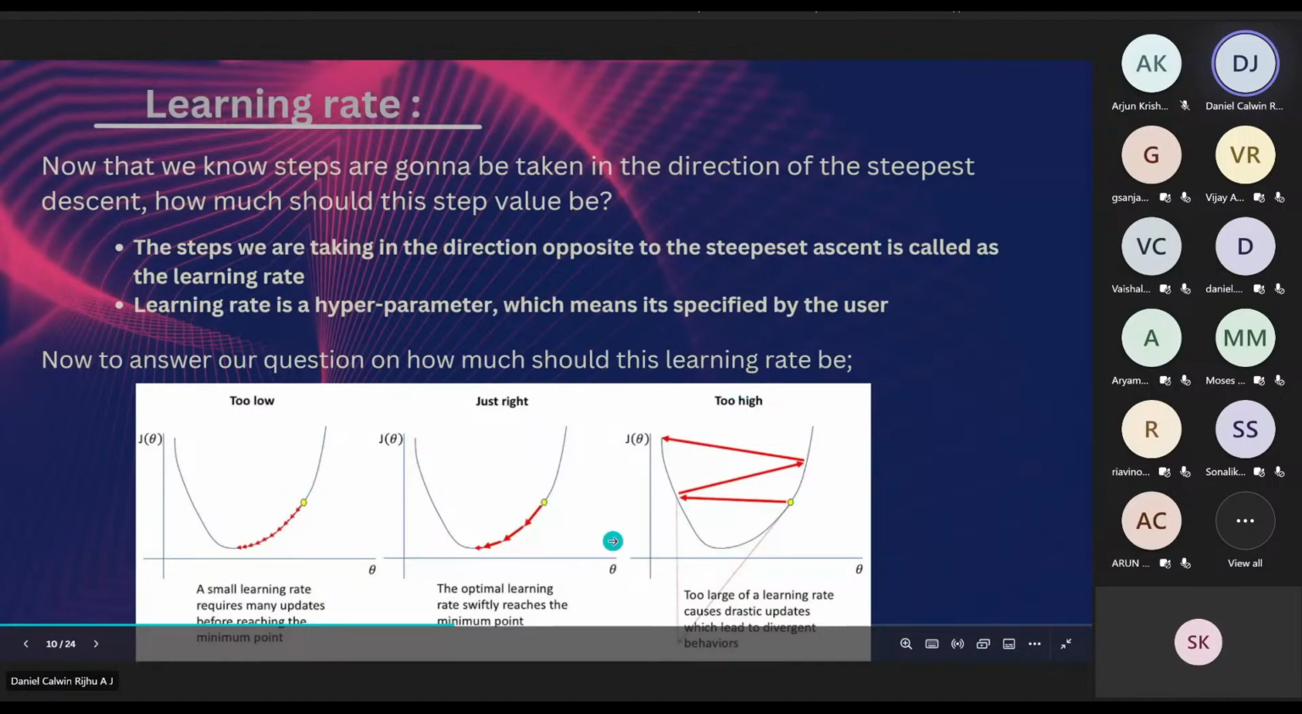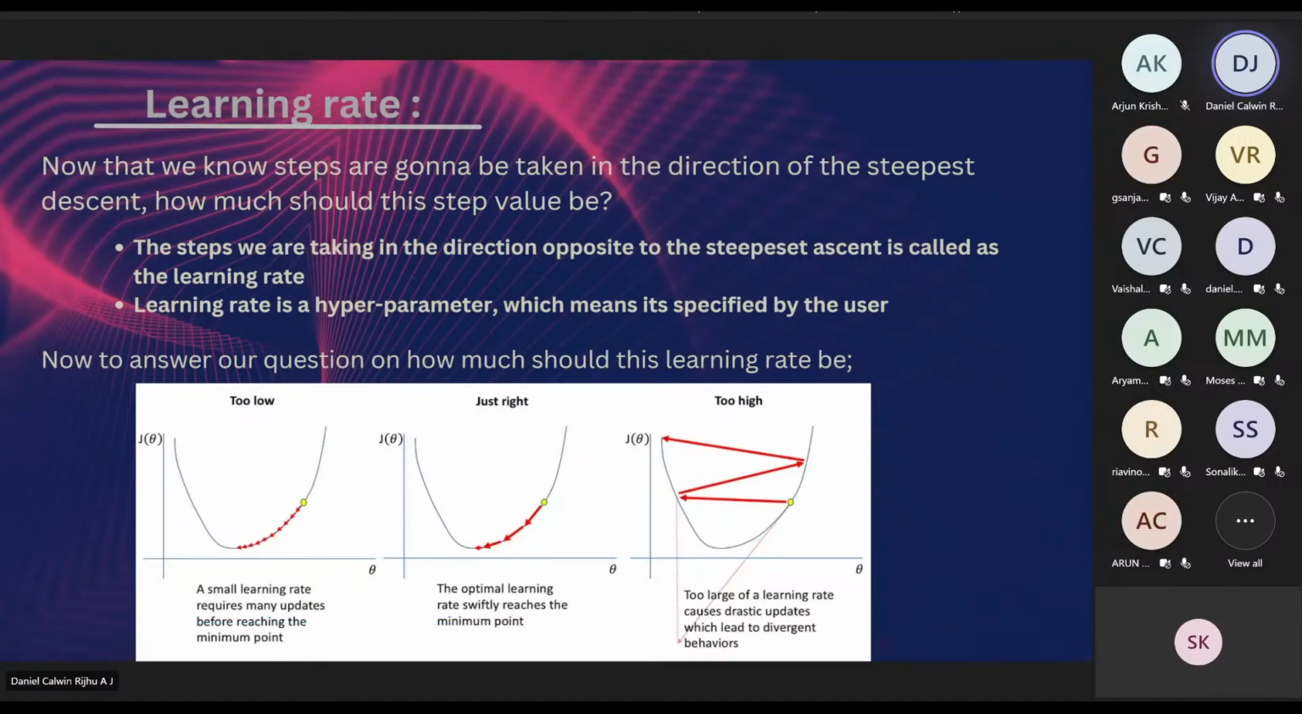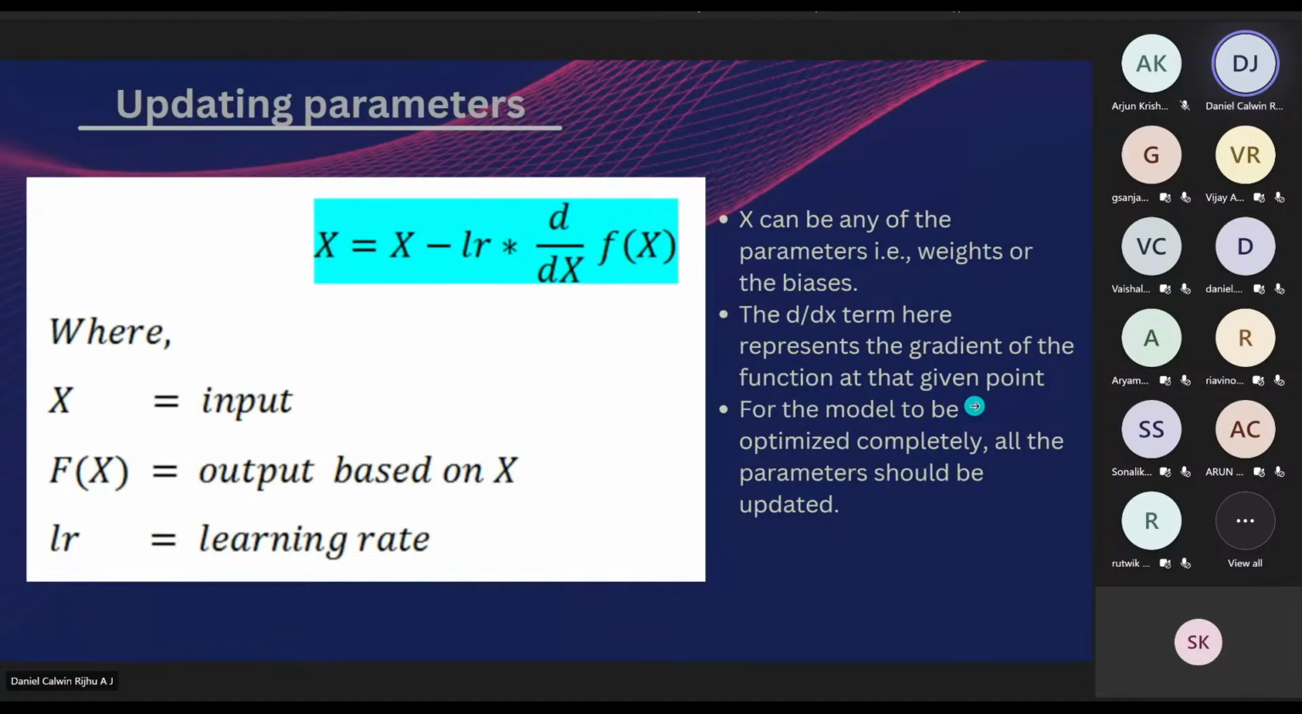So, now that we know the consequences of setting the learning rate at two different extremities, what exactly should we set the learning rate to? The learning rate should be somewhere in between these two extremities. As we are going to fine tune it anyways, the starting point of the learning rate can be somewhere between 0.01 to 0.1. So that's about learning rate.